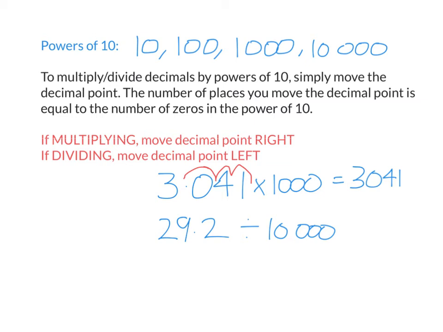So the answer I get, moving the decimal point 4 spots to the left, is 0.00292. If I move the decimal point 2 spots here, I need to move it 2 more. So that's why after the 2, I've added in 2 zeros. So that's how you multiply and divide by powers of 10. That should be a revision.